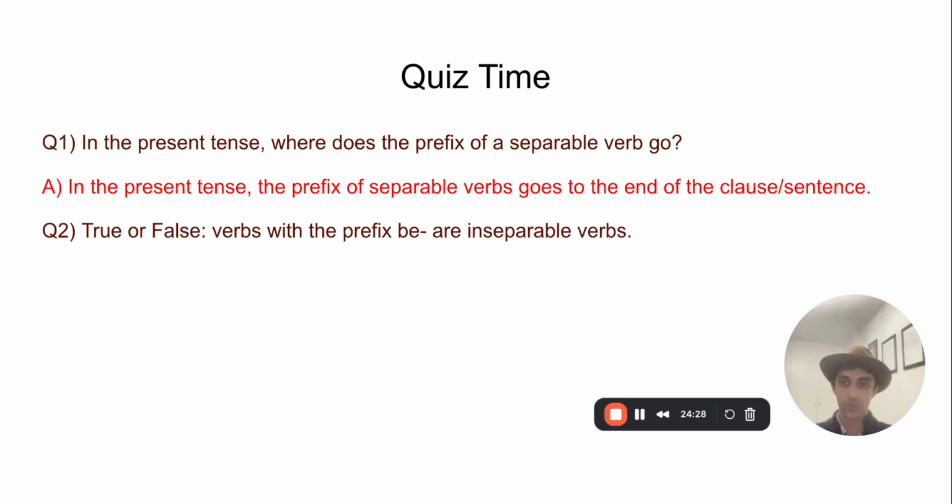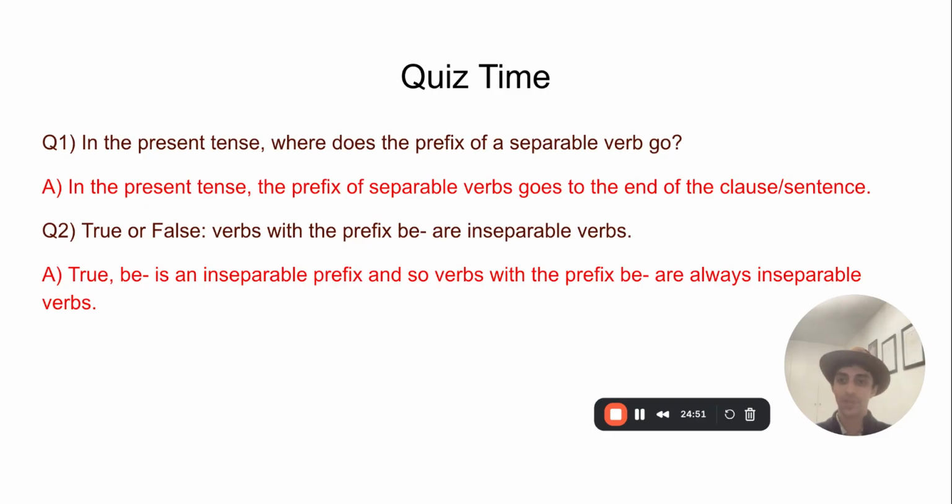Number 2, true or false, verbs with the prefix be are inseparable verbs. Try to remember, think back to that prefix in particular, which we did see, and whether that is a prefix for separable or inseparable verbs. Okay, I'm going to show the answer then. This one is true. So be is an inseparable prefix. So verbs with that particular prefix will always be inseparable verbs.